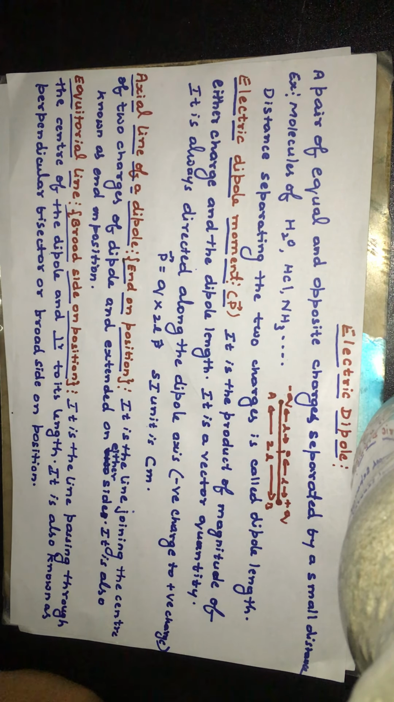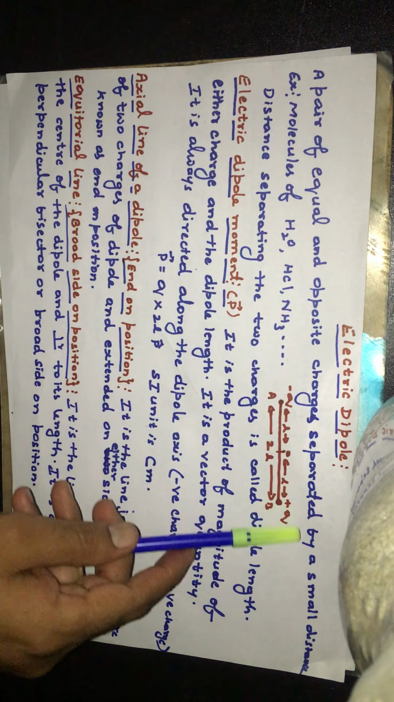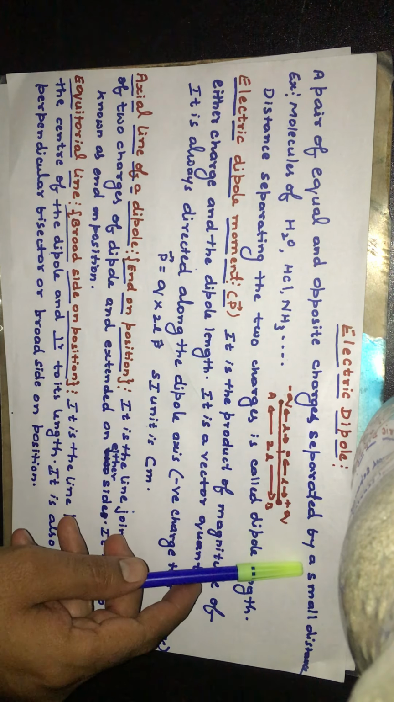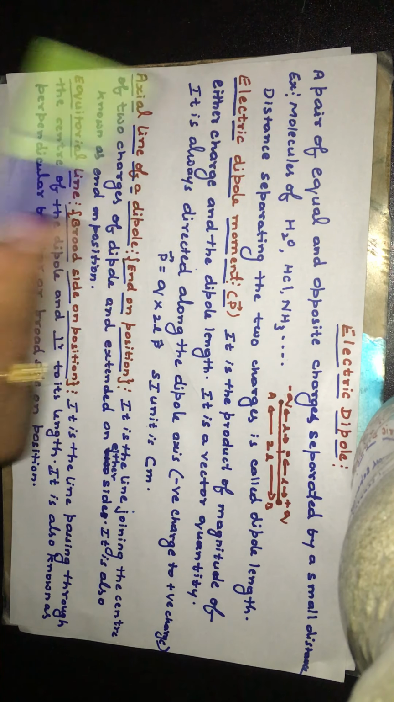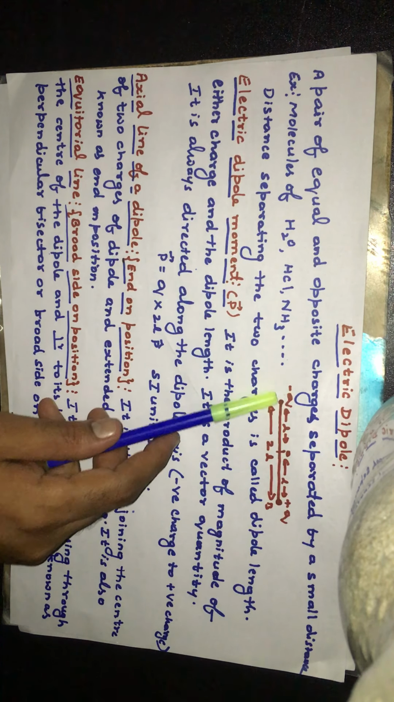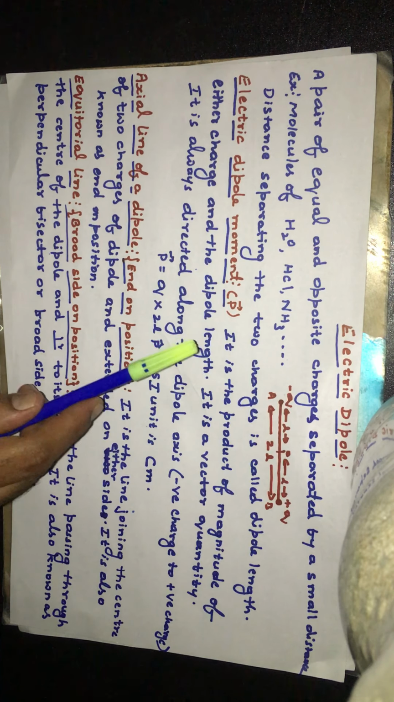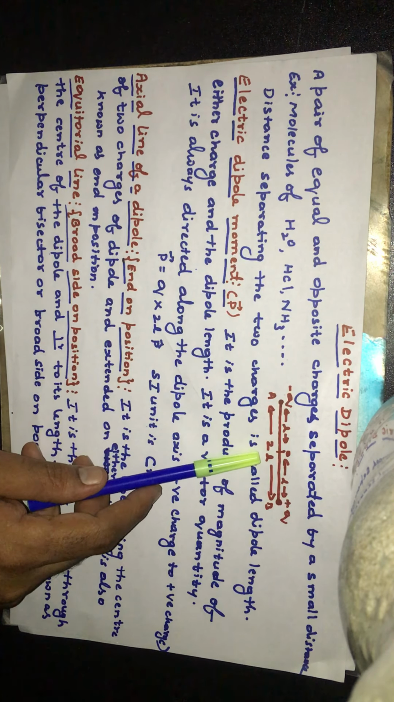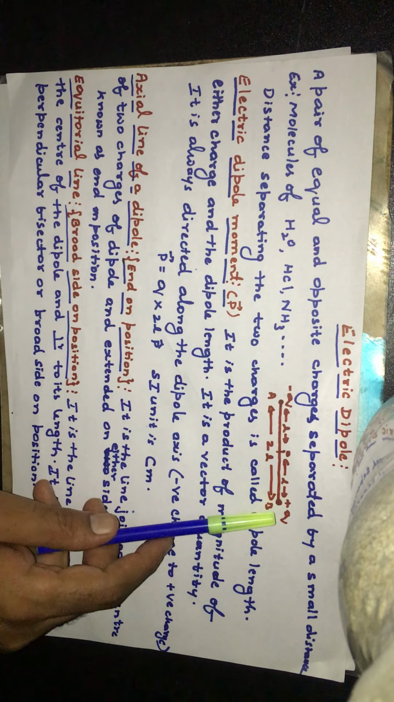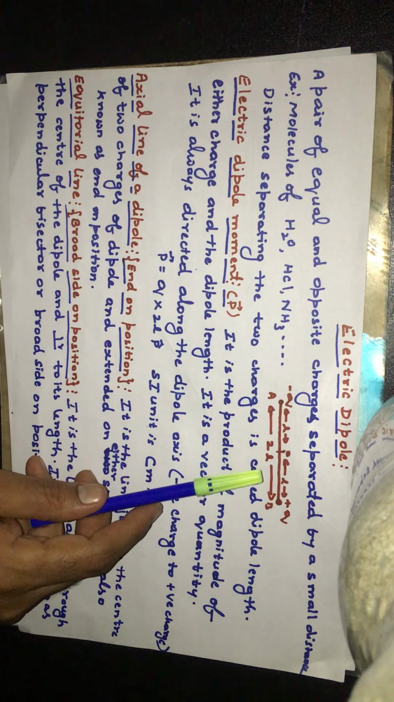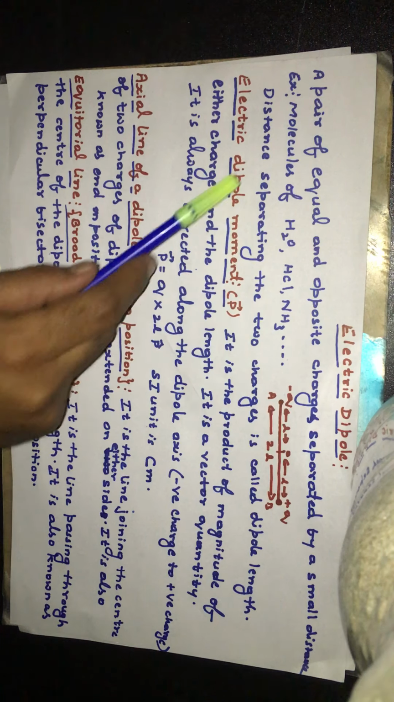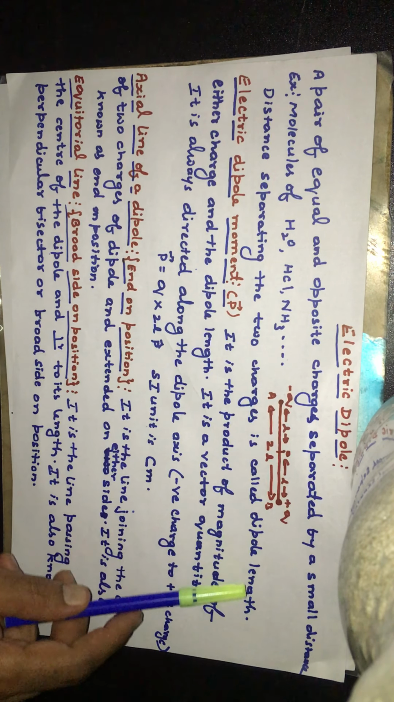Students, in the previous session, we discussed an electric dipole. A pair of equal and opposite charges separated by a small distance constitutes an electric dipole. So, you have a pair of equal and opposite charges separated by a distance 2L. This distance 2L separating the two charges is called the dipole length.